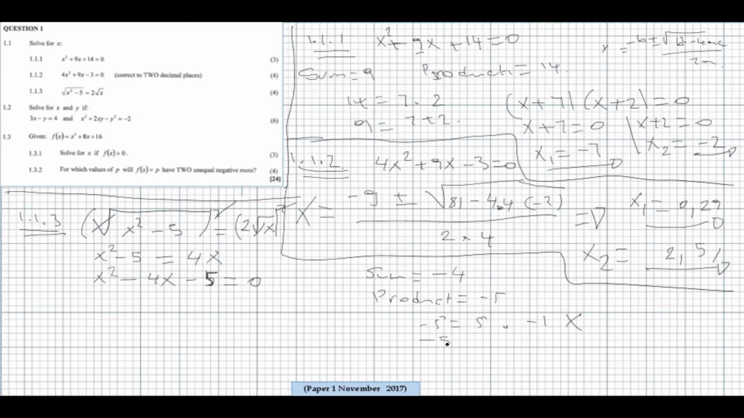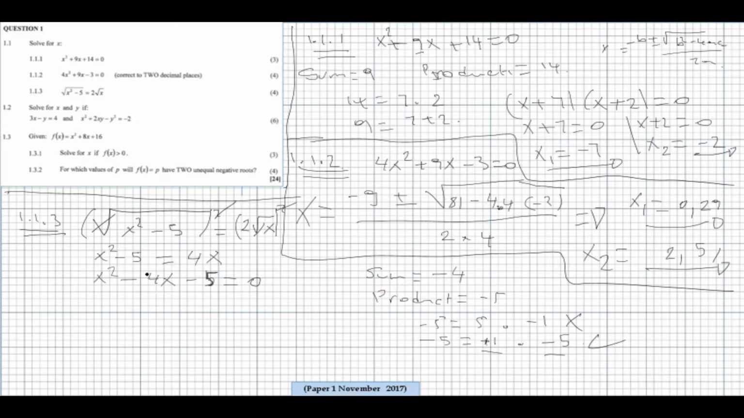If I say negative 5 is equal to positive 1 multiplied by negative 5, if I have positive 1 multiplied by negative 5, I can get negative 5. And if I have positive 1 plus negative 5, I'm gonna get negative 4. So that is a correct option, since it satisfies both criteria. So the two numbers are 1 and negative 5.